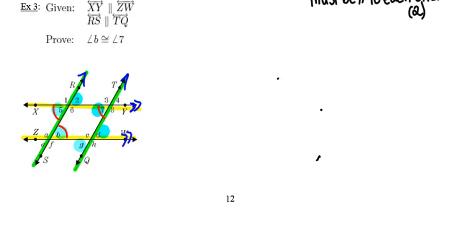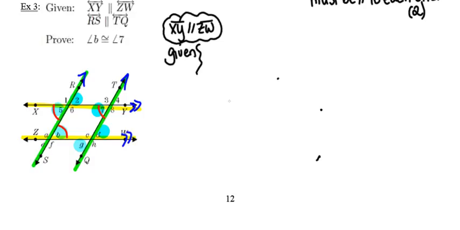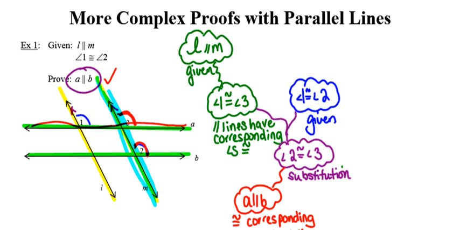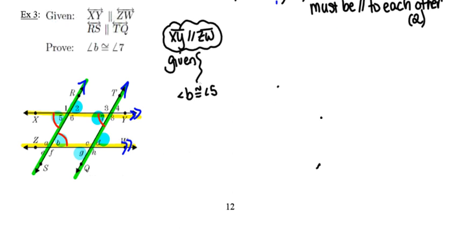All right, so I'm going to go ahead and start with my lines XY and ZW being parallel to each other. I know that's a true statement because it's given to me to be a true statement. And because those yellow lines are parallel, I know that angle B is congruent to angle 5. And that's because anytime I have parallel lines, the alternate interior angles that are formed must be congruent.